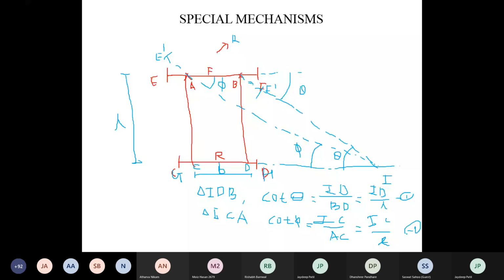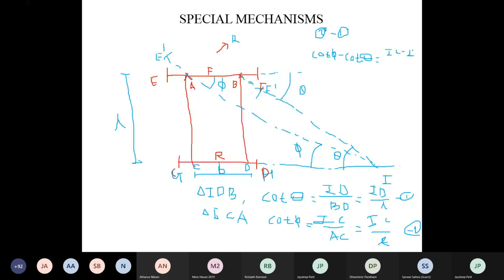Now you have to do your equation 1 minus 2 or subtract the equation 1 from 2. 2 minus 1. What you will get here? Anyone? क्या आएगा यहाँ पे? Cot phi minus cot theta is equal to क्या आएगा? B by L. Correct. Cot phi minus cot theta is equal to IC minus ID upon L. Correct.